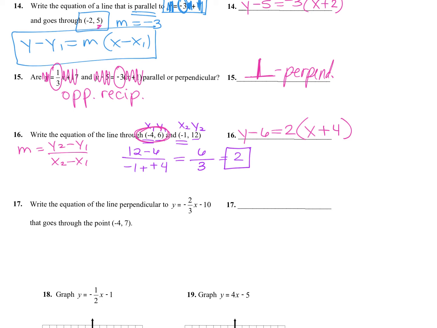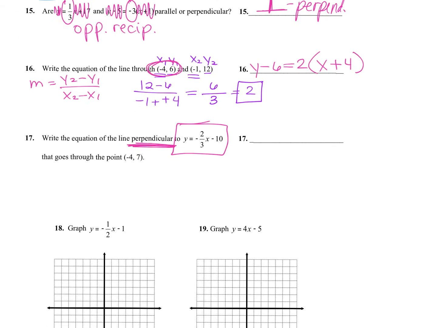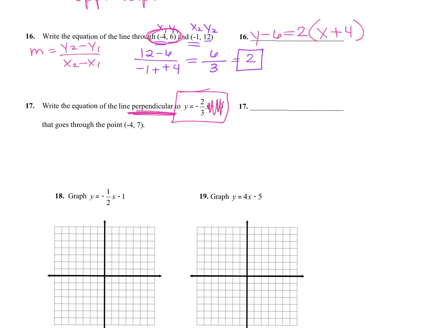Okay, 17. How do I make something perpendicular to this? Switch the sign. Opposite reciprocal. Yes. So opposite reciprocal of what? 3/2. The negative 2/3. We don't care about this. We don't care about this. All we care about is this negative 2/3. So my new slope, my perpendicular slope is what?